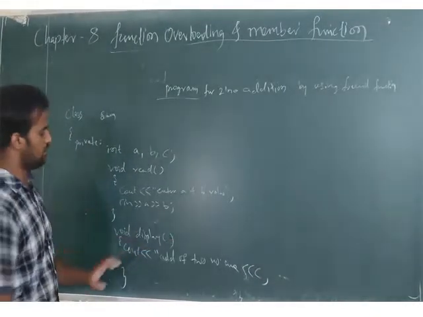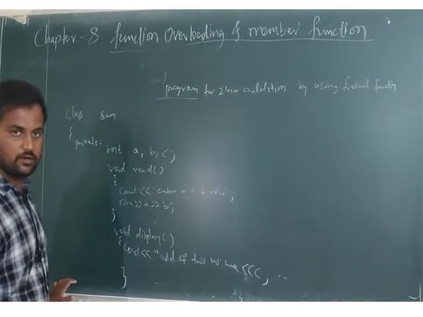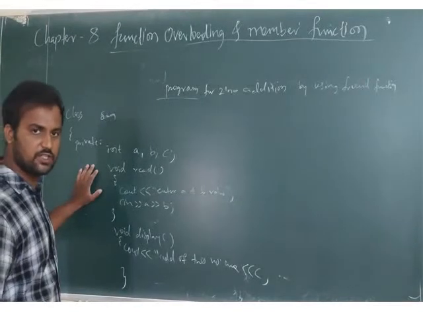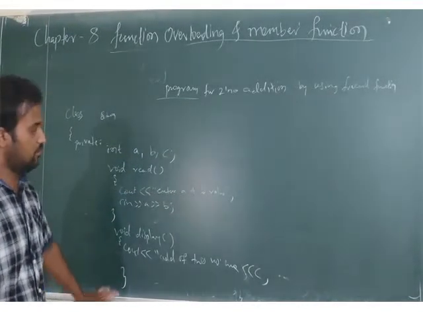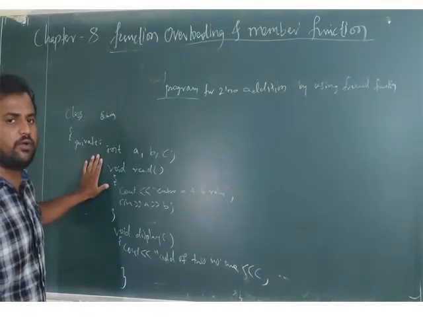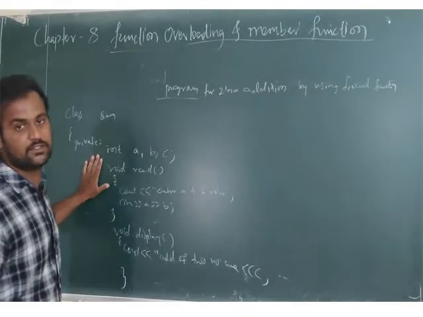Two functions I have written, display and read. Now I want to execute these private functions in the program. If I write them in private, it is not possible to execute them. Then how can we execute them? For that question, the answer is friend function.